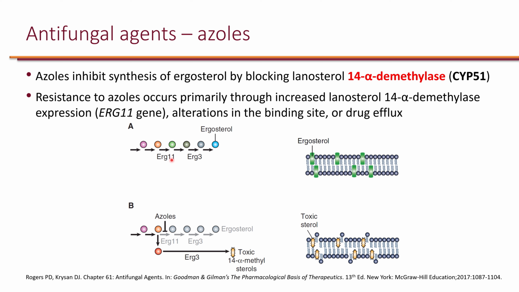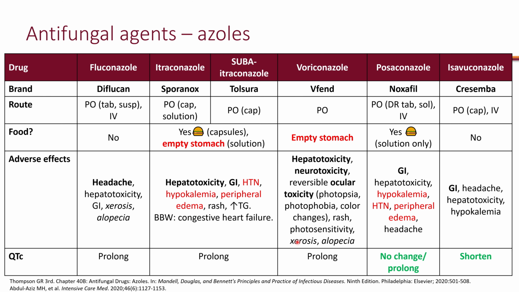So what normally happens is that this ERG11 gene leads to the formation of the CYP51 enzyme, which leads to synthesis of ergosterol, which is important for the cell membrane. When you have azoles, they essentially block this process, so the cell membrane will not have this ergosterol, which results in cell wall inhibition. Now let's take a look at each azole one by one.